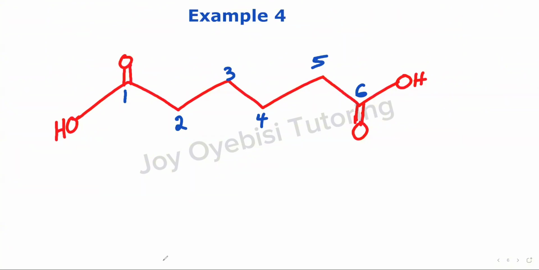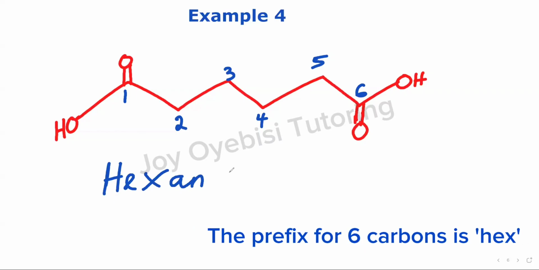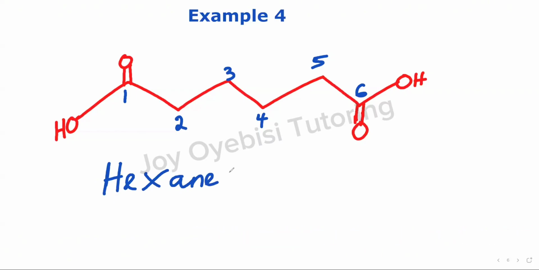So we're going to name this as if we're naming an alkane. Hexane, with the E this time. When you have multiple carboxylic acids, please do not remove the E. You only remove the E when you have just one carboxyl group. Once it's more than one, do not remove the E. So this is going to be hexane, di for 2 of them, so hexanedioic acid. That's how we name it when you have 2 of them.